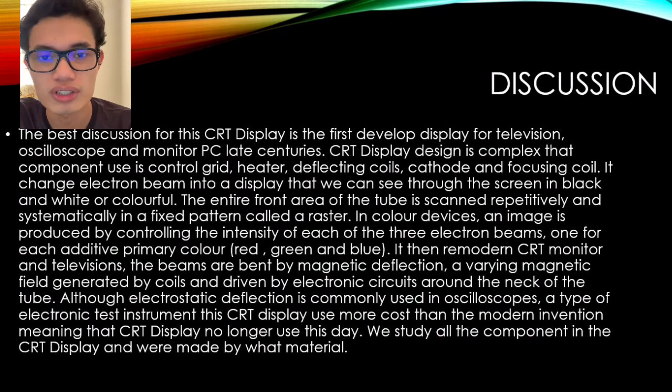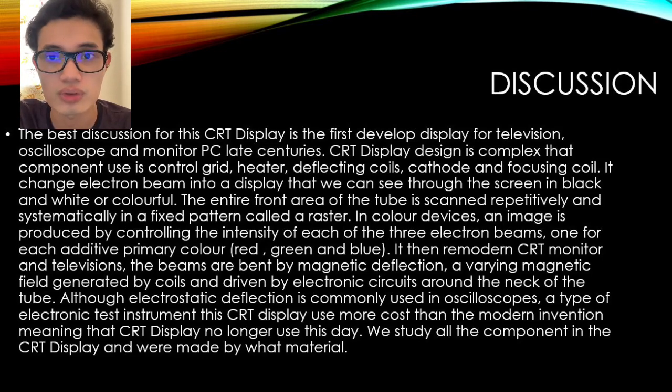Discussion for CRT display. The CRT display is the first developed display, used for television, oscilloscope, monitor, PC. CRT display design is complex. The components used are control grid, heater, deflecting coil, cathode, focusing coil, and deflecting coils. It changes the electron beam into a display that we can see through the screen, either in black and white or color.